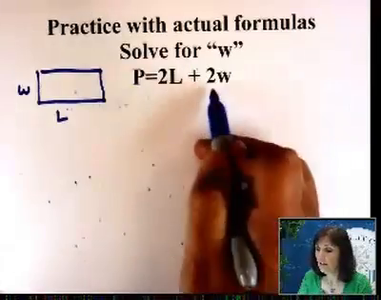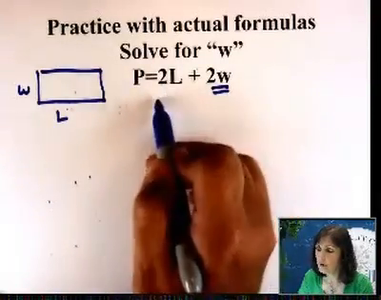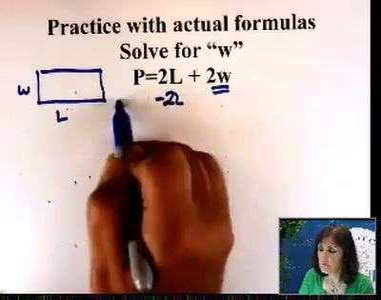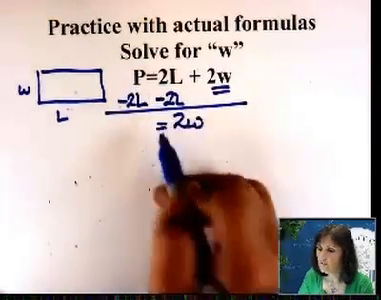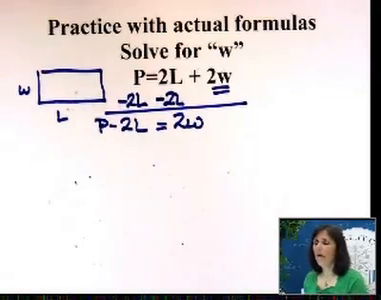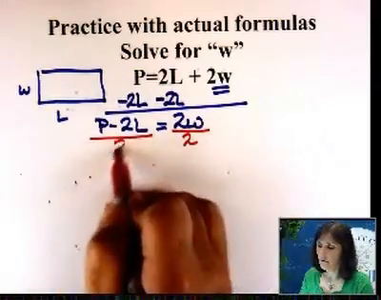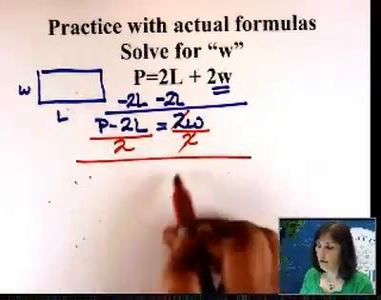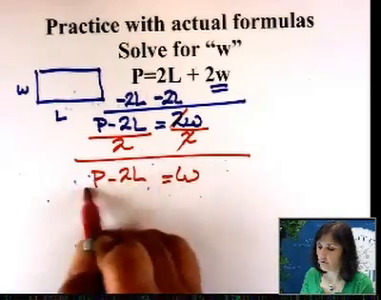How do you do it? You need to isolate that. So that means you need to subtract 2L from both sides. So you have 2W equals P minus 2L. All right. Now what's in front of W? 2. Just get rid of it. What do you have now? W equals P minus 2L over 2.